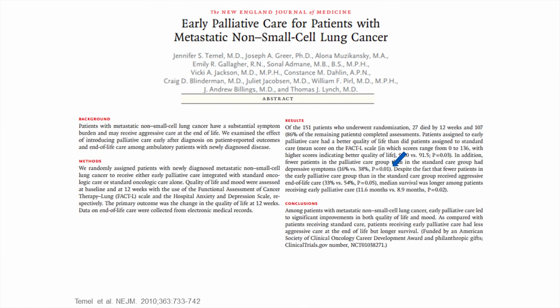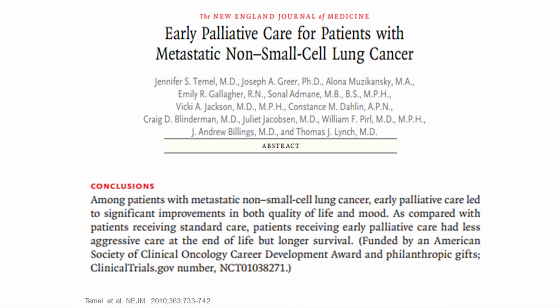And one of the findings was that despite the fact that fewer patients in the early palliative care group than in the standard care group received aggressive end-of-life care, the median survival was actually longer among patients receiving early palliative care. And in their conclusions, the authors state that as compared with patients receiving standard care, patients receiving early palliative care had less aggressive care at end of life, but longer survival.